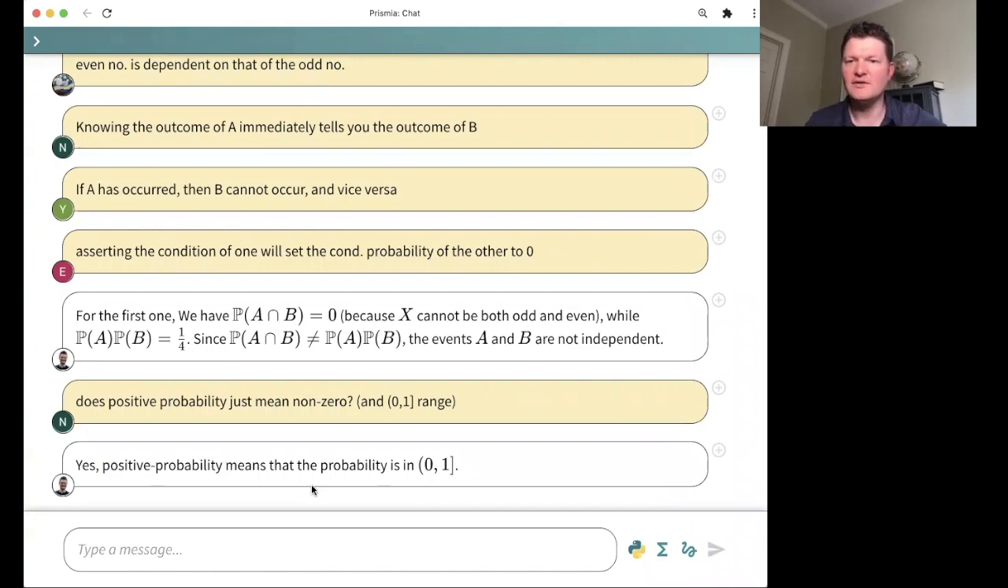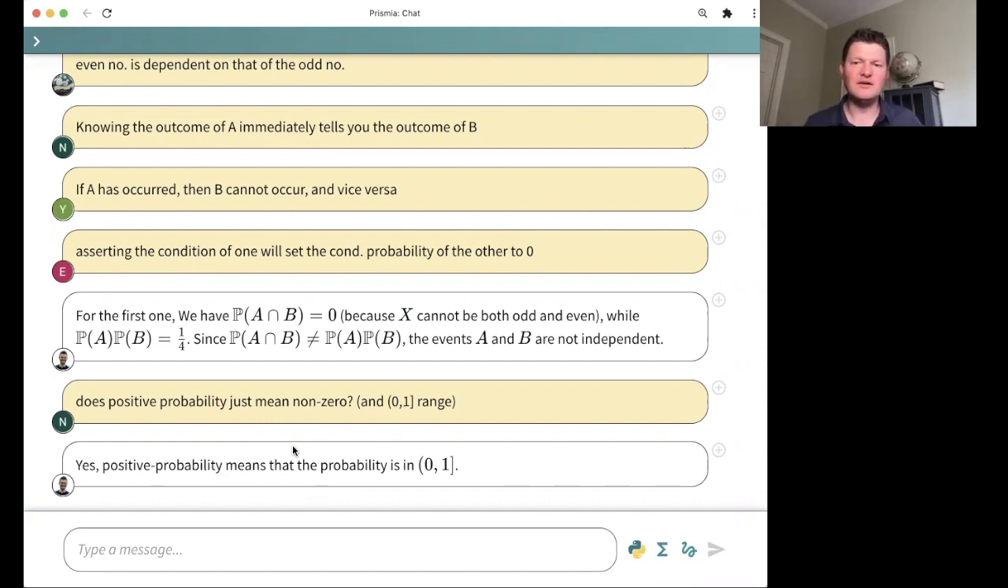So if I flip 2 coins and I count the total number of heads, the probability that that number is 6 is 0. That is a thing that can't happen. It has probability 0. Whereas the probability that I get 2 heads in 2 flips is 1/4. It's positive. So positive probability just means something that when the experiment is run, it can happen. It has a positive probability of happening.